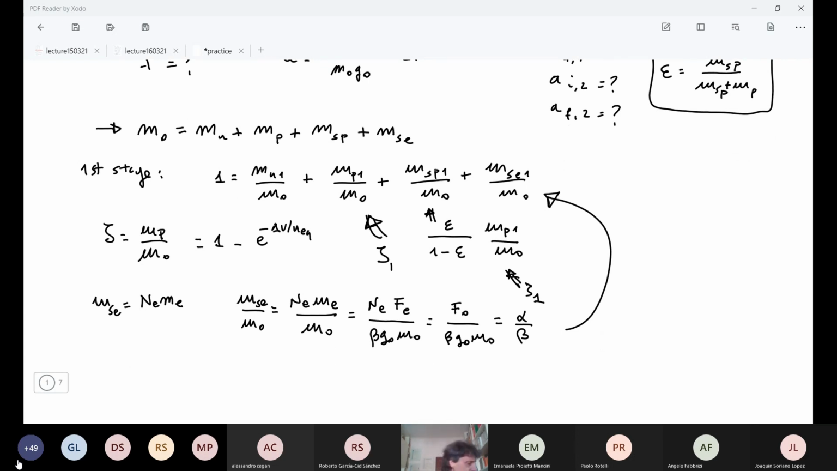So we have everything, and we calculate at this point our lambda 1 minus epsilon minus alpha over beta, and the result will be 0.211. Notice that if we don't consider this mass, the result would have been 0.241. So there is a significant mass of the engine.